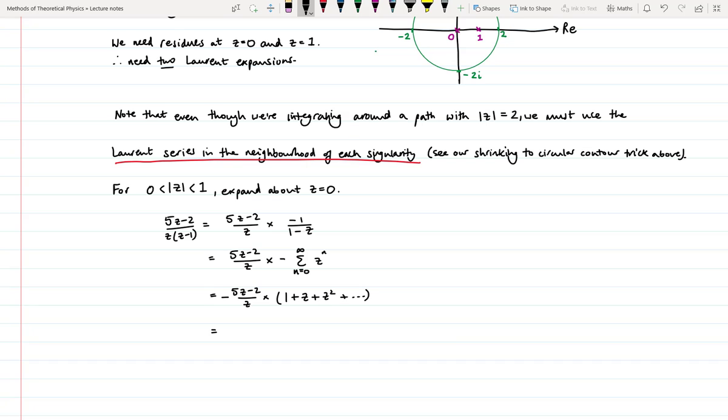Multiplying this out and simplifying some factors, you can check for yourselves that we obtain 2 over z minus 3 minus 3z and terms which go as z squared. This is our Laurent series for the expansion about the point z equals 0, and you can read off the residue as the coefficient for the 1 over z. That means that the residue for our function at the origin, the singularity at the origin, is 2.